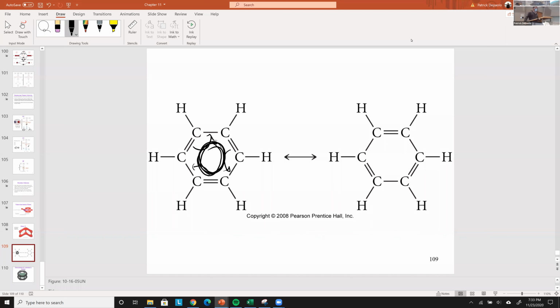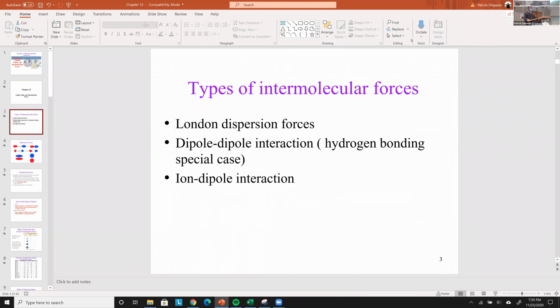So chapter 12 is liquids, solids, and intermolecular forces. We're going to learn about the types of intermolecular forces as opposed to intramolecular forces. Now, we already learned a plethora about that.